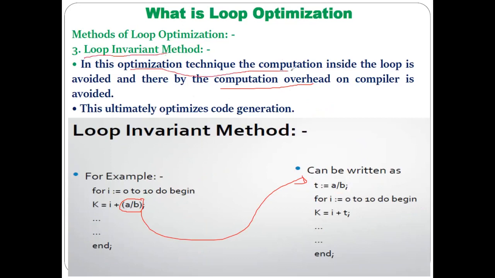In this optimization technique, the computation inside the loop is avoided. Means this computation which is happening inside the loop is avoided by writing it as a separate variable, calculating its result in the separate variable and using it further. So that is called the loop invariant method. Okay, so because of that, what will happen? Processing time will get reduced and execution speed will get improved. I hope all of you understood the loop invariant method.